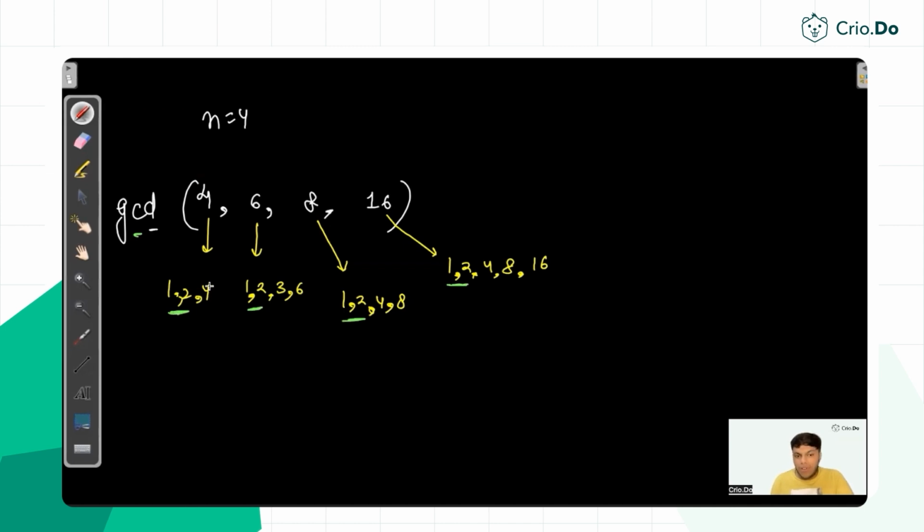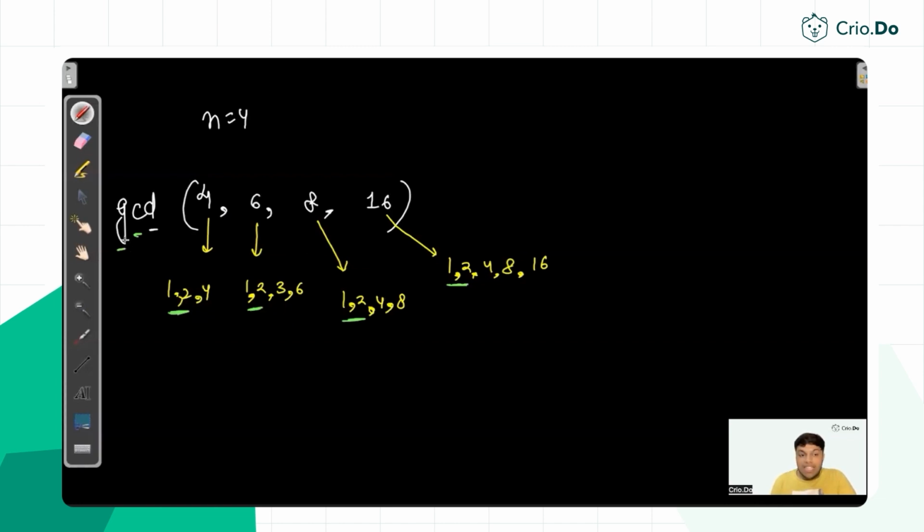And in fact, what about 4? 4 is there in this number, but not in 6, although it is in 16 also. But even if one of the numbers does not contain that factor, it can't be said to be common. Common means it should be present in all of the array elements. It should be a factor of all values. So 4 is not common.